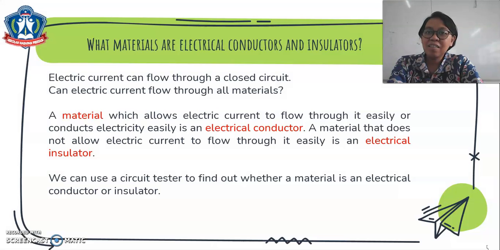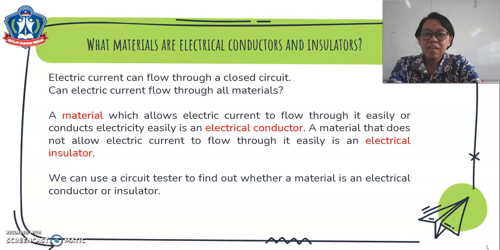To get started, what materials are electrical conductors and insulators? Electric current can flow through a closed circuit. Can electric current flow through all materials? What do you think, children? Let's try to find out. A material which allows electric current to flow through it easily, or conducts electricity easily, is an electrical conductor. A material that does not allow electric current to flow through it easily is an electrical insulator.